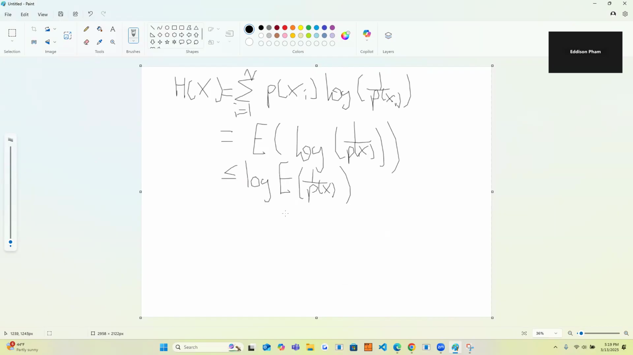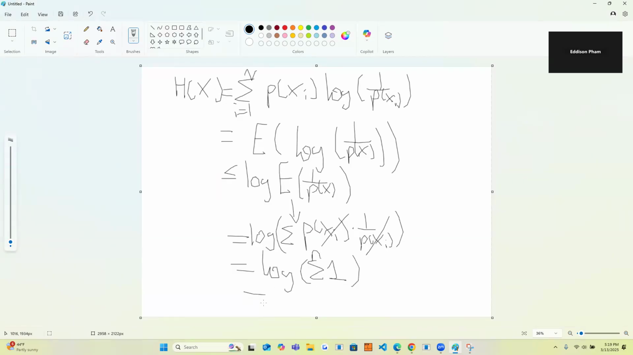However, what's the expected value of this? This is simply equal to the summation, all in this big bracket right here, of P of xi times 1 over P of xi. Cancel, cancel, and you just get the log of a summation of a bunch of ones. How many ones are we summing up? N ones. It just becomes log of n, the number of states which the random variable could take. All right? So that's the answer to that question.